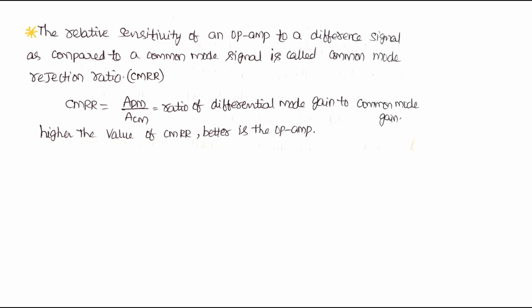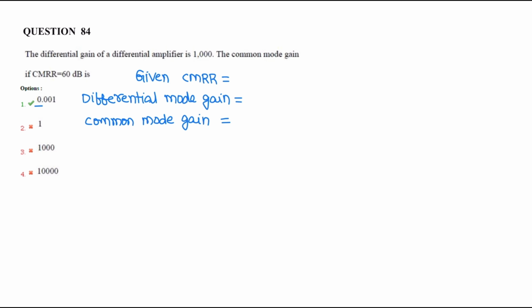In the question, the given common mode rejection ratio is 60 dB, that is 20 log x. 20 log of the common mode rejection ratio, base 10, is 60 dB. So from this, the common mode rejection ratio is 60 by 20, that is 3, so 10 power 3. So the common mode rejection ratio is 1000, and then the given differential gain is 1000.